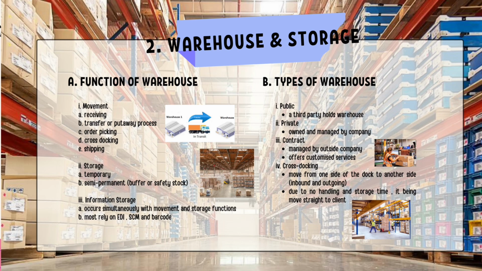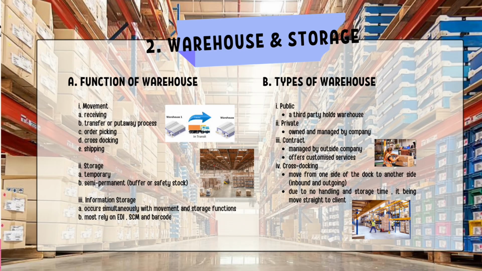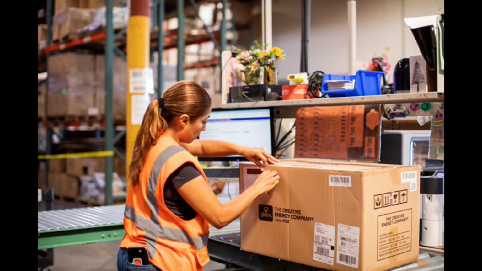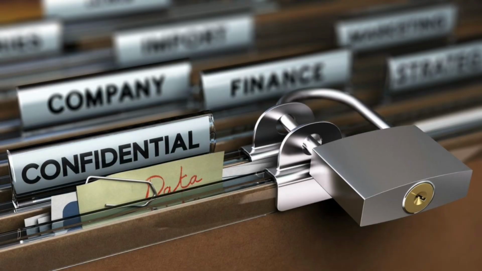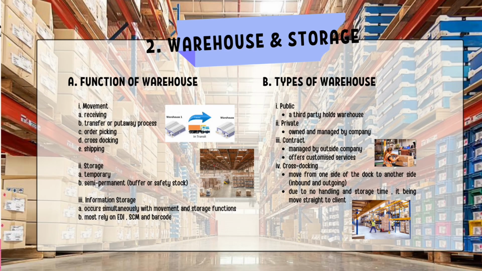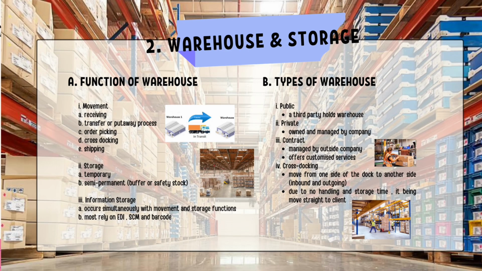The third type of the warehouse is contract. It is managed by outside company for another company. This type of warehouse offer customized services including packing and labeling. However, the company might have to share the customer and the company information to the warehouse. The fourth one is cross-docking. Cross-docking means moving goods from one side of the dock to another side, known as inbound and outgoing. Due to no handling and storage time, the good will be moved straight to client.